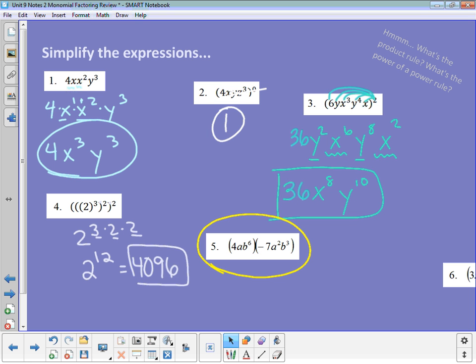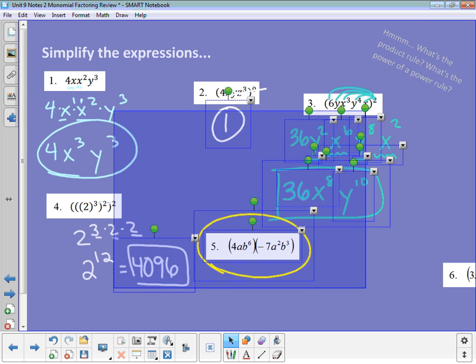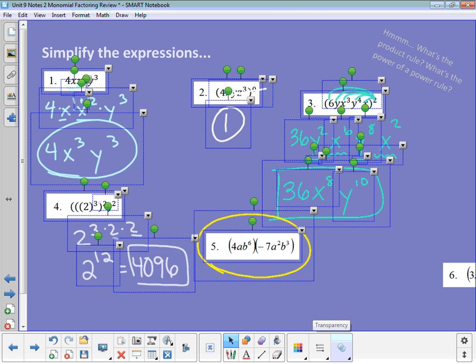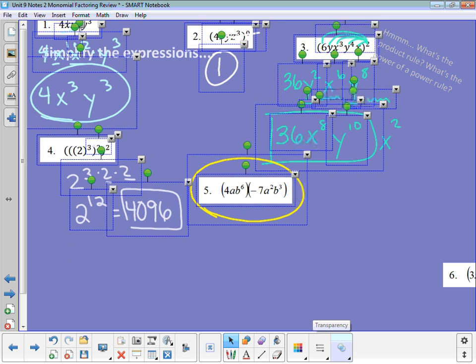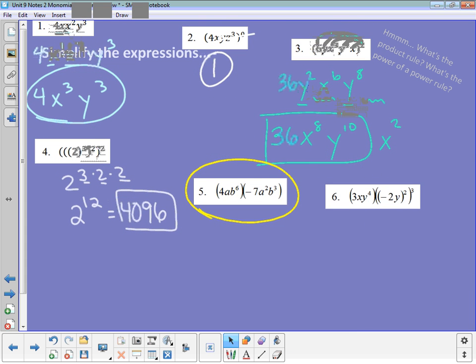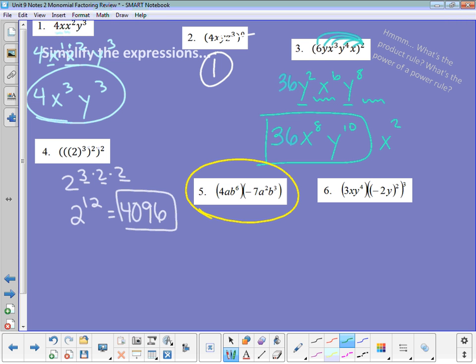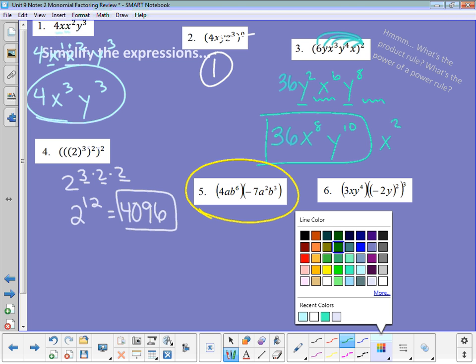And let's take a look at number 6. Slide everything up a little bit. Pull out number 6, here it is. I have 3xy to the fourth times negative 2y to the second to the third. So lots of things that I have to do to simplify here.